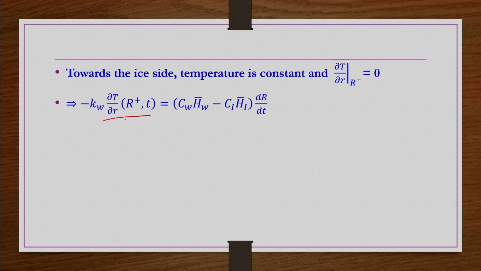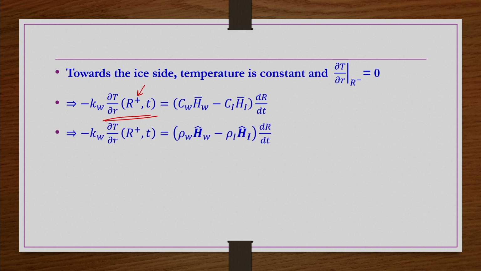But this dT by dR is at R plus. Okay. Now, these molar enthalpies we have written, but the concentrations C_w, C_i etc. are not given, while rho is given. So, that is the reason we are writing these partial molar enthalpies as per unit mass enthalpies, specific enthalpy. So, rho_w H_w tilde minus rho_i H_i tilde, bars for the partial molar and tildes for per unit mass, okay, and then this dR by dt.